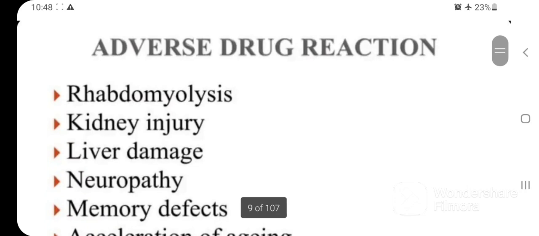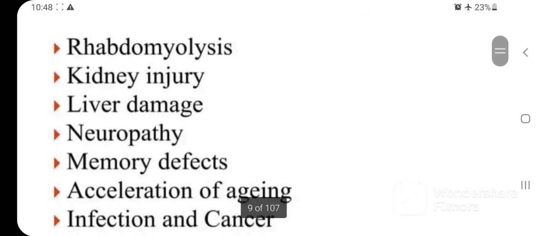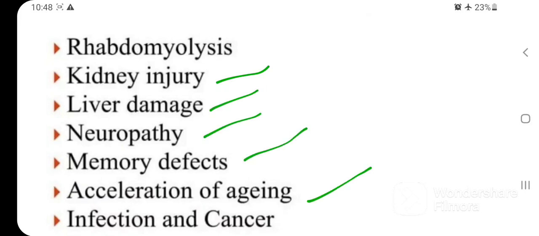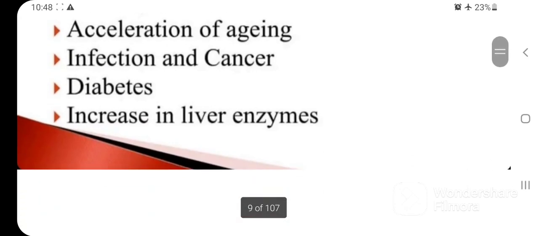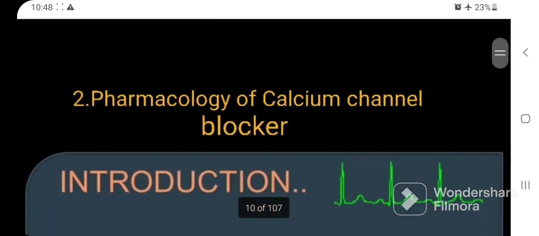Next, adverse drug reactions. Some adverse drug reactions are, for example: kidney injury, liver damage, neuropathy, memory defects, acceleration of aging, infection and cancer may be caused by these drugs. Diabetes, increase in liver enzymes. These are some adverse effects.